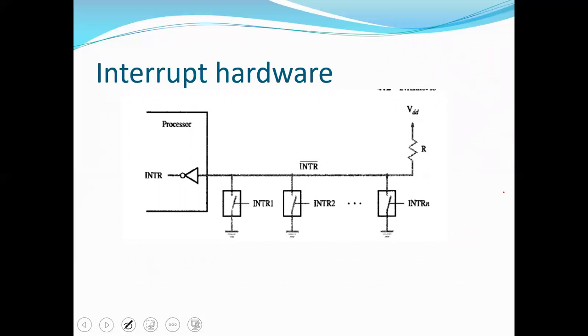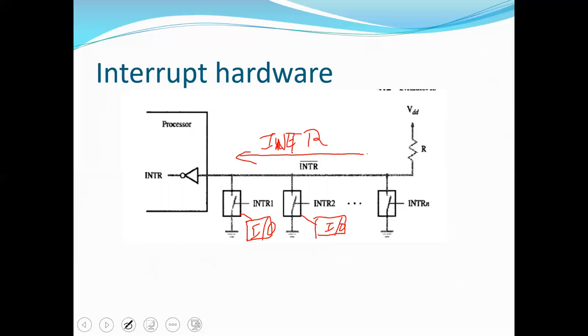Fine. So this is the circuit of the hardware devices. IO devices are connected here. All these are connected to IO devices. You can see that between the IO device and the interrupt request line, this is the interrupt request line, INTR, interrupt request.